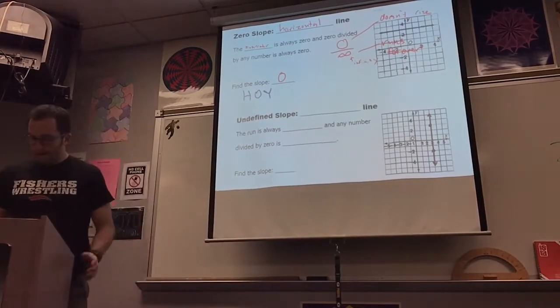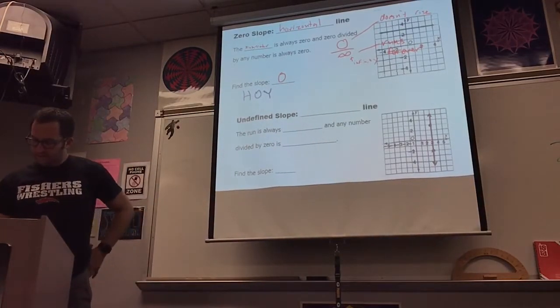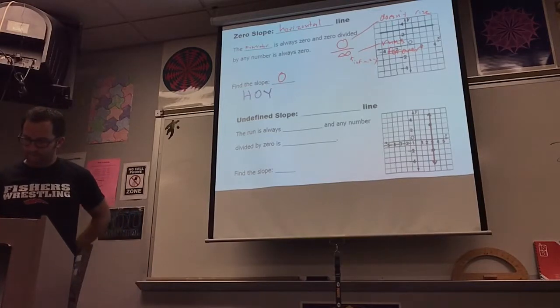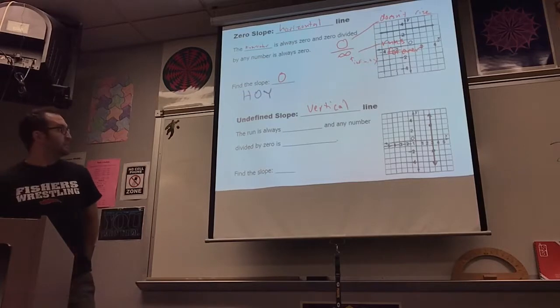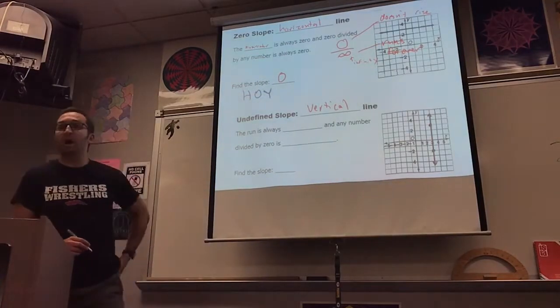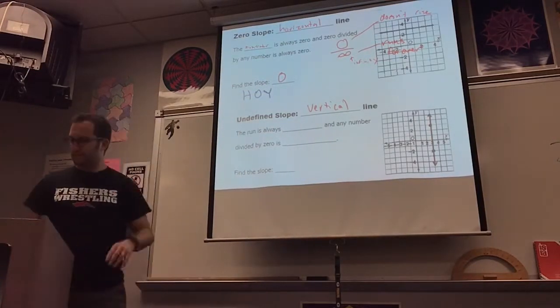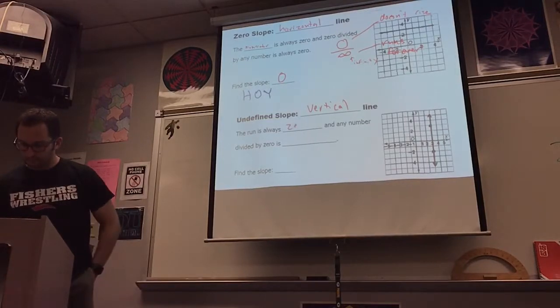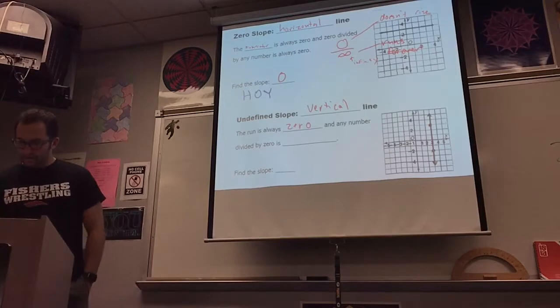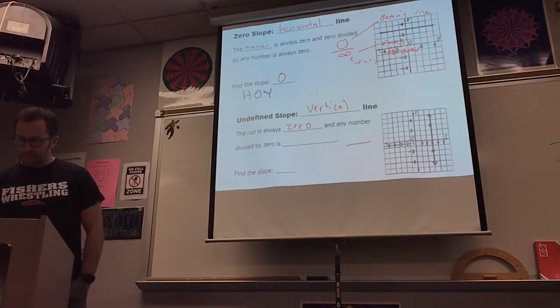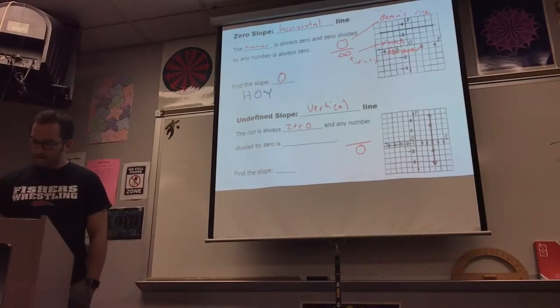Okay? Undefined slope. Why do we call this undefined? Undefined slope is a what kind of line? Middle line. It's a vertical line. Now, why is it undefined? Well, the run, does it run at all? No. No, the run is always 0. Which means that the denominator is going to be 0, because it doesn't run, right?